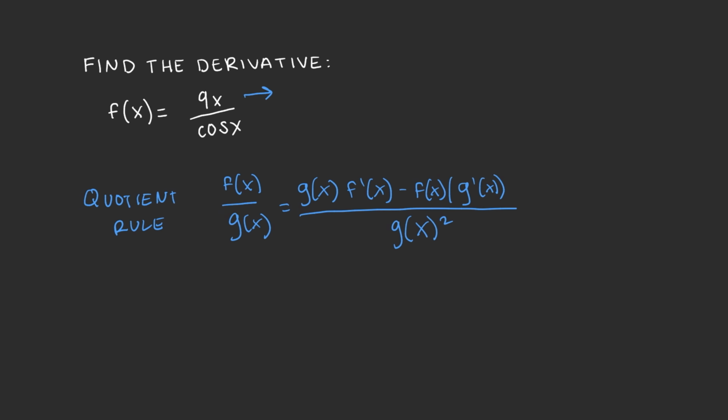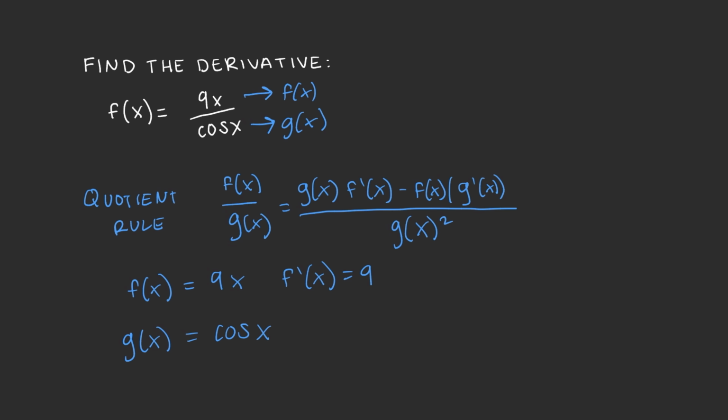Okay, so first let's separate this. So our 9x is going to be our f of x, and our g of x is going to be the cosine x. So we're going to need the f of x, which is 9x, f prime of x, which would just be 9, our g of x, which is cosine x, and our g prime of x, which is negative sine x.